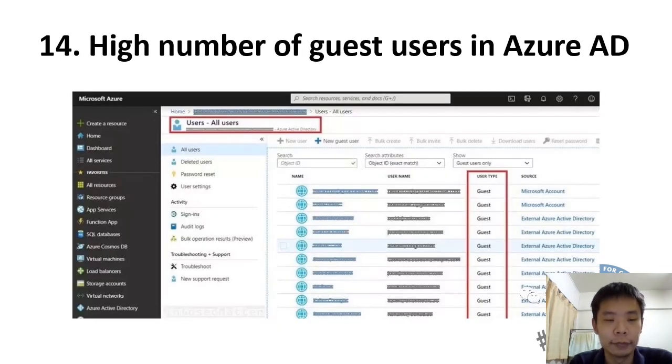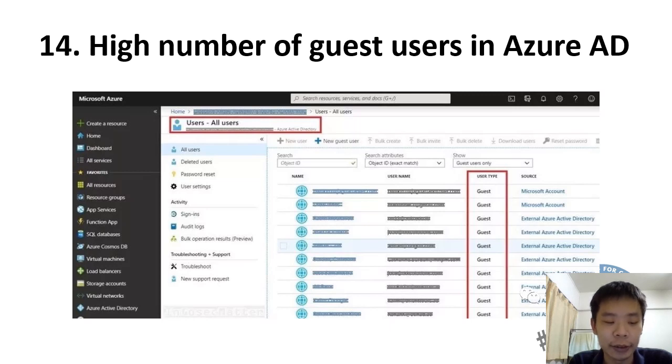Number 14. High number of guest users in Azure AD. Guest users in Azure AD are usually accounts created by external users. They are just outsiders, so please minimize their number. The problem is that with the passage of time, the number of guest users of some companies continues to accumulate, which often causes some to forget to revoke their access rights after they finish.